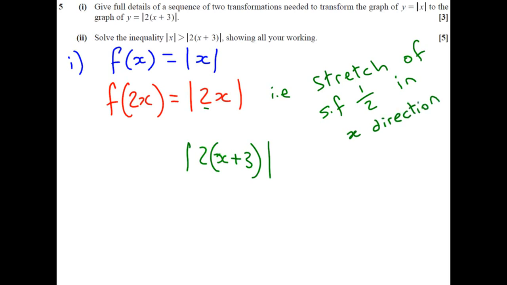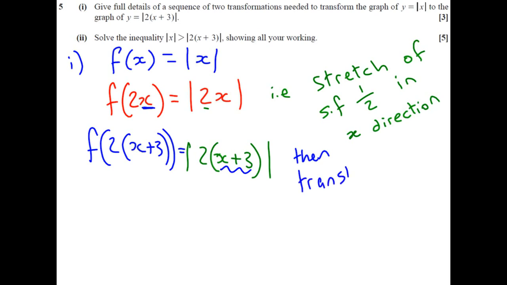Okay. Now, as we talked about, we're going to take our x and add 3 to it. So that means that we're doing it to x again, so it's the opposite. And then we translate, we can write it as a vector, minus 3, 0. It's the opposite. Okay, it's 3 marks. Right, let's clear that off and let's try to solve this.